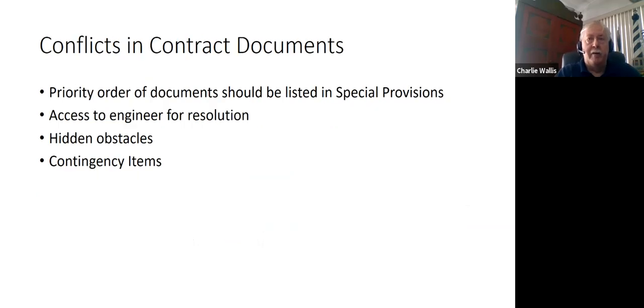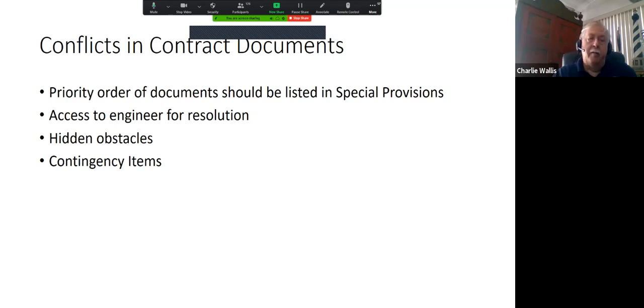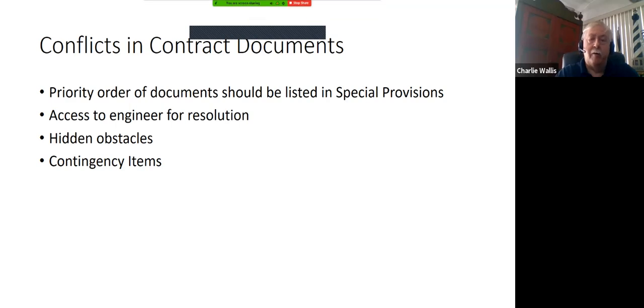There can be conflicts in contract documents, and in a good contract, the priority of how the documents are to be viewed should be listed. And when I refer to special revisions, that's usually a set of specifications specific to this job, and it's the basic contract of the job.